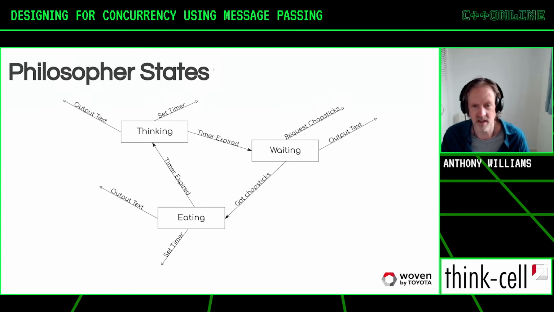In waiting, then again, we're waiting for the got chopsticks message, and we'll output some text and we'll request some chopsticks. And again, eating, we'll output some text. We'll set a timer this time. Again, how long we're eating, then the timer expired message just sets us back to thinking. And so we just have these 3 states. A nice little state machine. So we go around the loop.